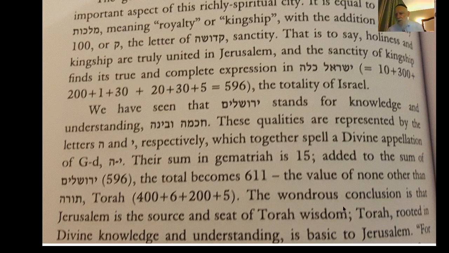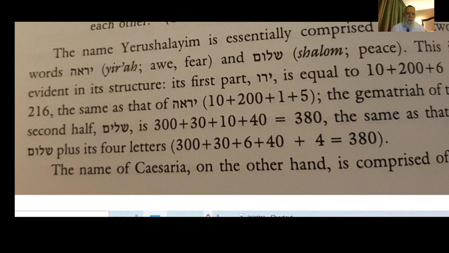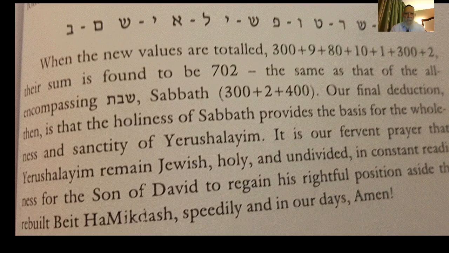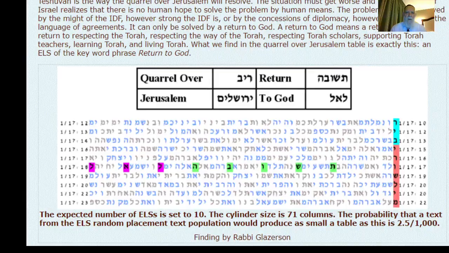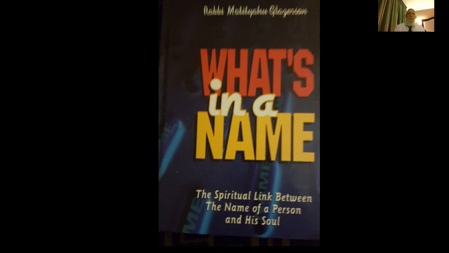So the wondrous conclusion is that Jerusalem is the seat of Torah, wisdom, Torah rooted in divine knowledge and understanding, its basis is in Jerusalem. That means altogether, as we said, you have a lot behind the letters of Jerusalem. This is about a very small part of my book, What's in a Name, which also relates to names of people, of nations, and so on.